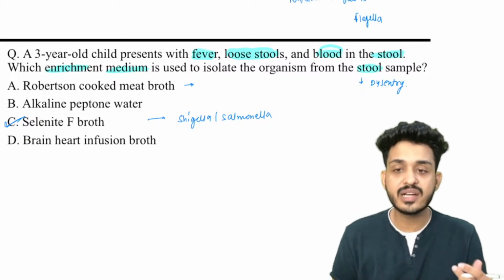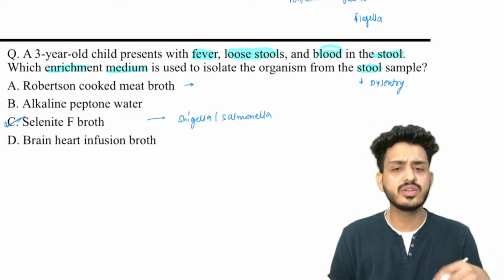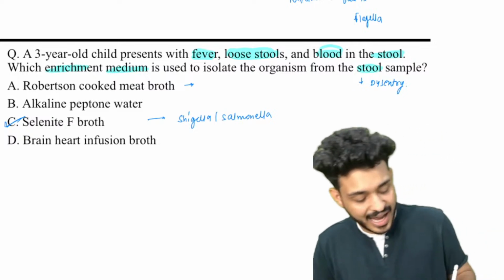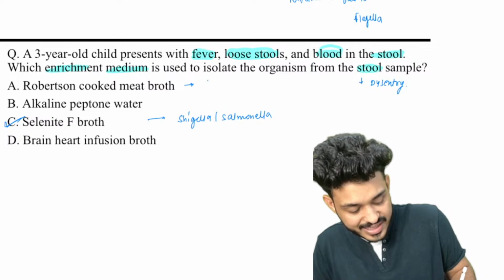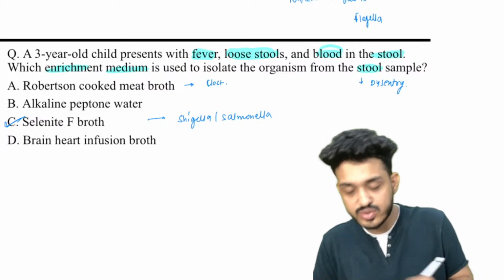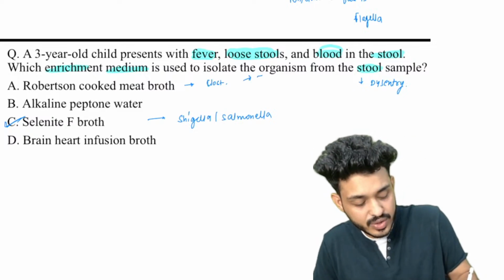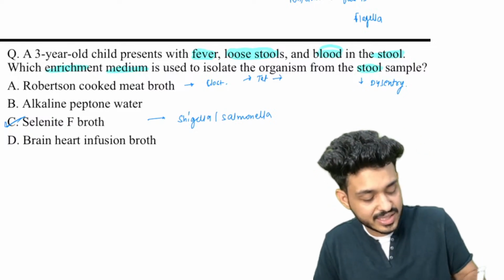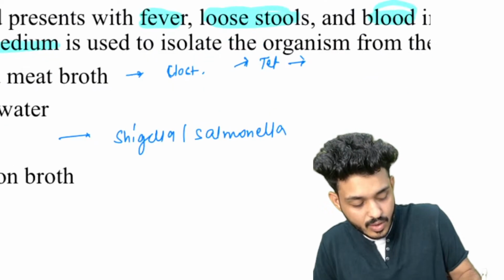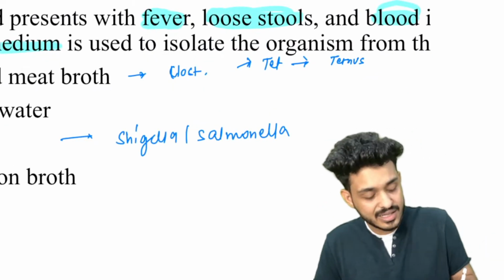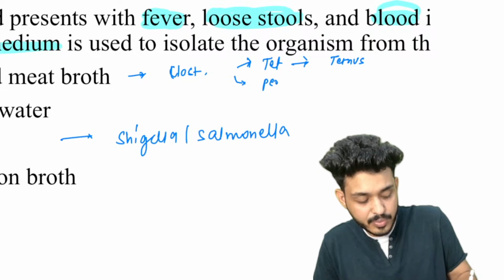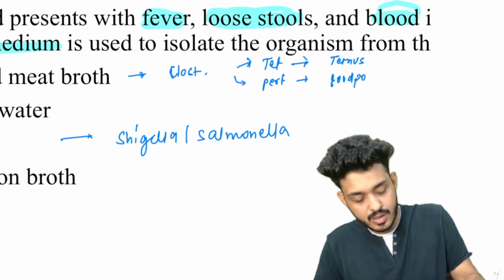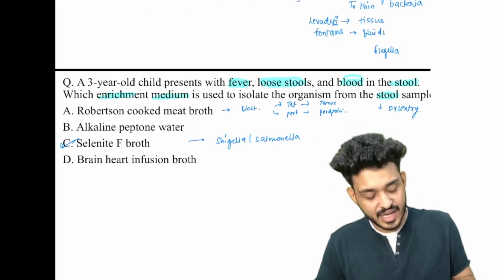If you don't know the answer, you can eliminate options. So how can you eliminate those options? RCM we will be using for Clostridium, including Clostridium tetani. Clostridium tetani will be causing what? It will be causing tetanus. Okay, in tetanus we will not have bloody diarrhea. Second, Clostridium perfringens is an important one. That would be causing what? Food poisoning, right? So that cannot be the answer.